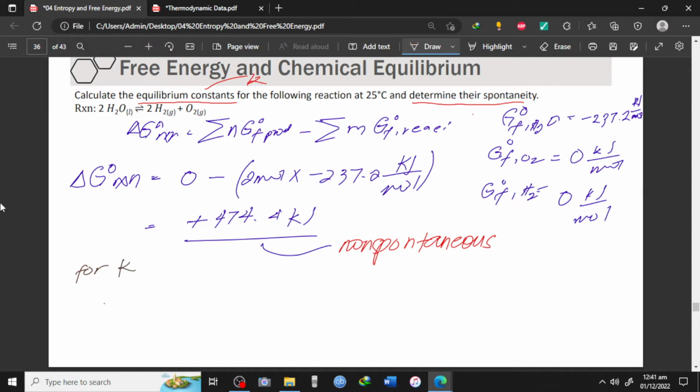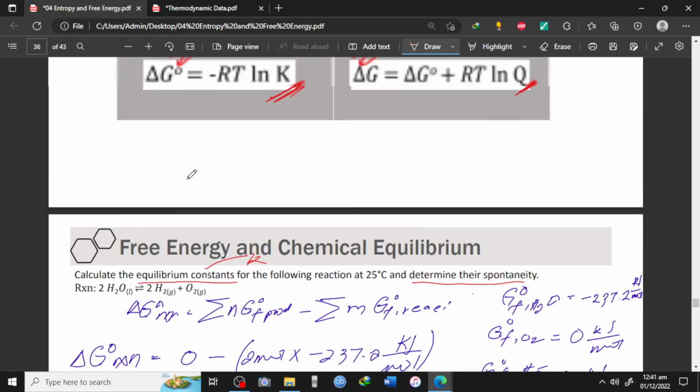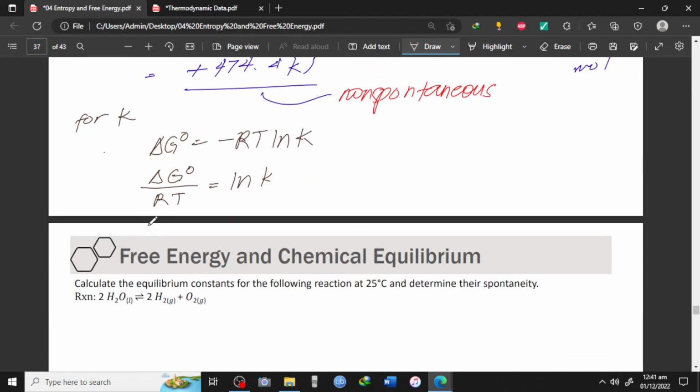4K. So, based on the formula above, ano gagamitin natin? Standard free energy is equal to negative RT ln of K. So, yun yung formula natin. Standard free energy is equal to negative RT ln of K. So, technically, si K yung hinahanap natin. So, i-isolate natin si K. Ang mangyayari dito is standard free energy over RT is equal to ln of K or the natural logarithm of K.